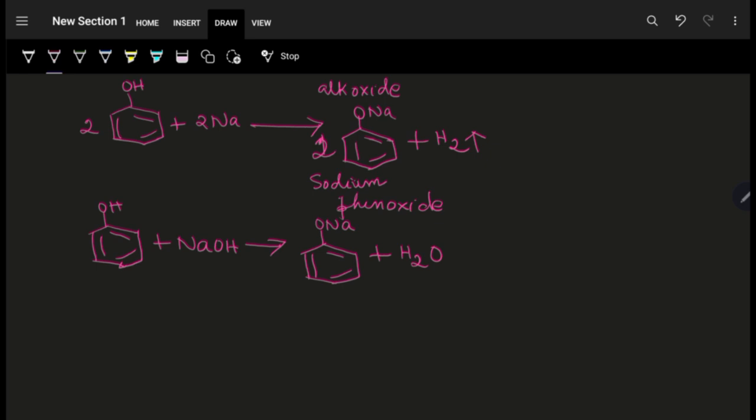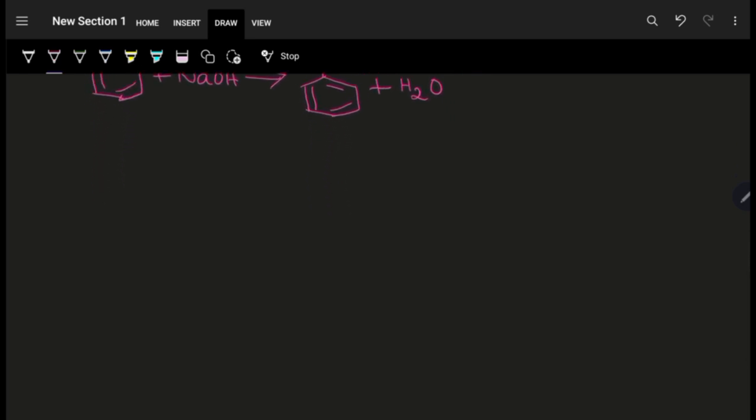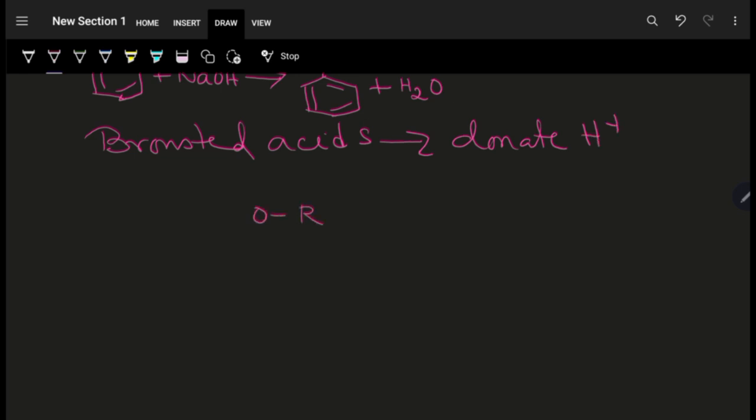See, alcohols and phenols are, we can say, Bronsted acids as well. Why? Because they can donate H plus. They can donate proton. So if I say ROH, alcohol, this is the oxygen with its lone pair. Now, suppose there is a base in the medium, the base can abstract the H plus and it can form alkoxide ion.